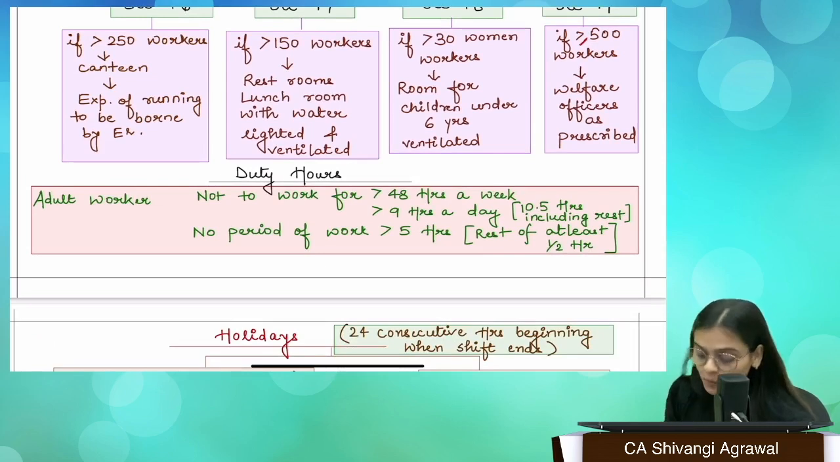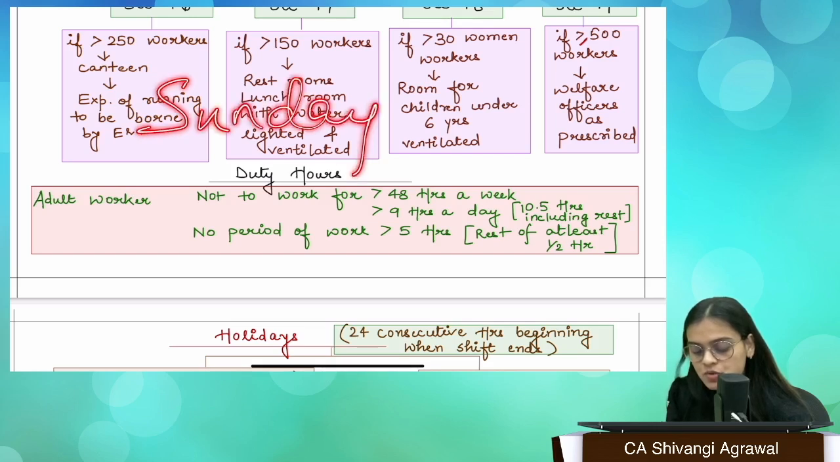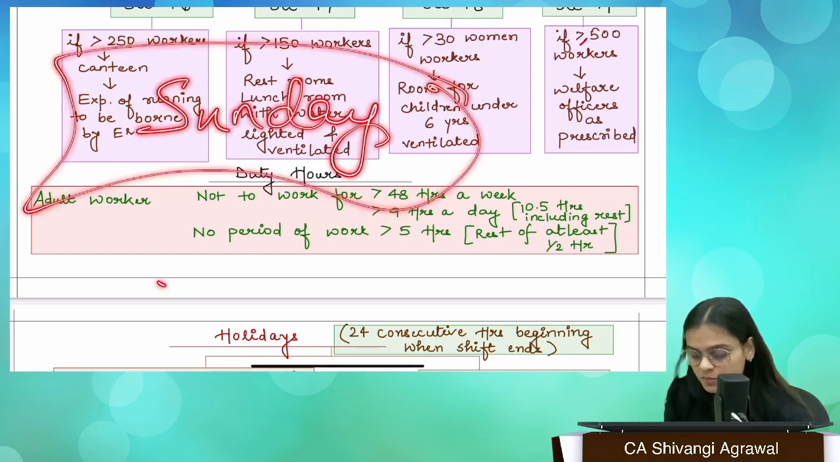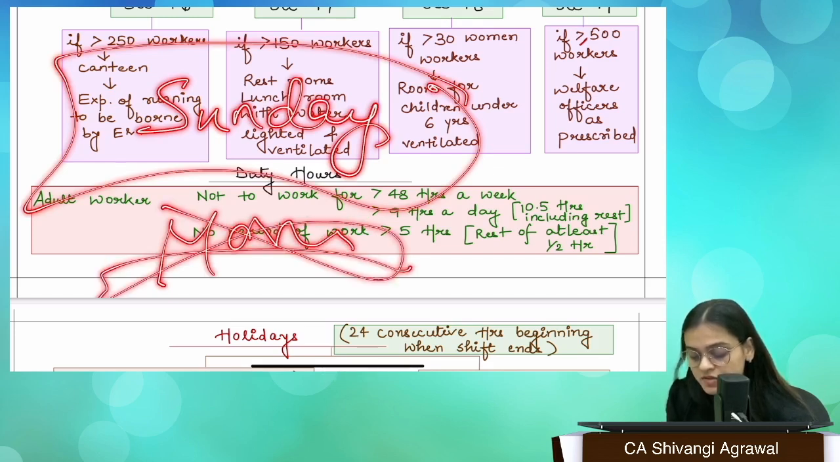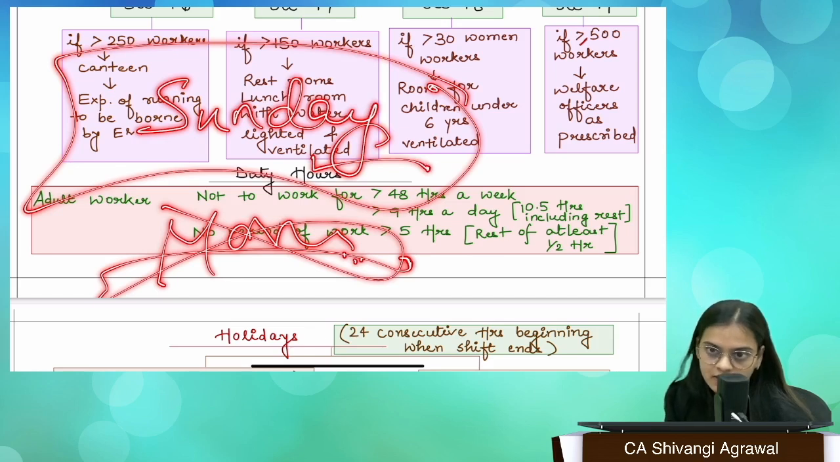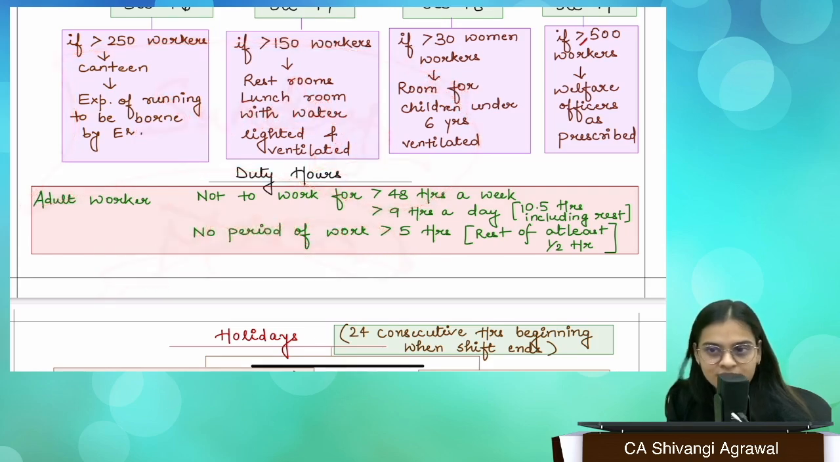He is supposed to get a weekly holiday also. Weekly holiday means the first day of the week shall be a holiday. Usually students have this misconception that the week starts from Monday. The answer is no. The first day of the week is Sunday. So the first day has to be the holiday, a holiday for the whole day in every week.